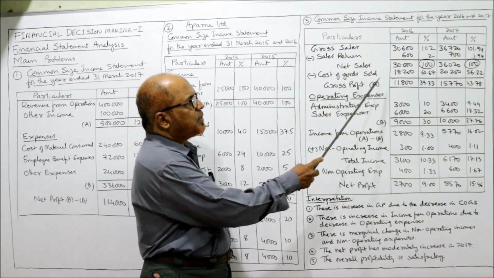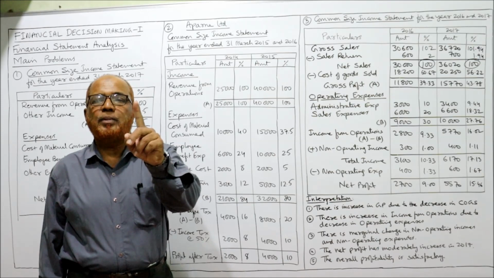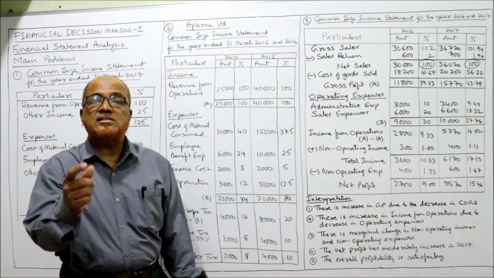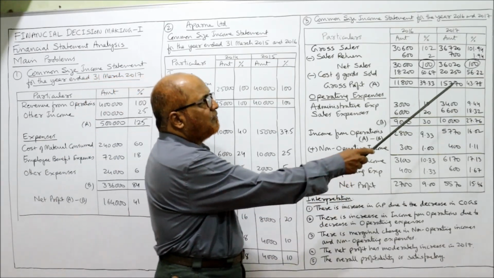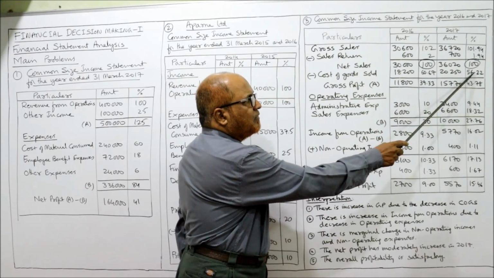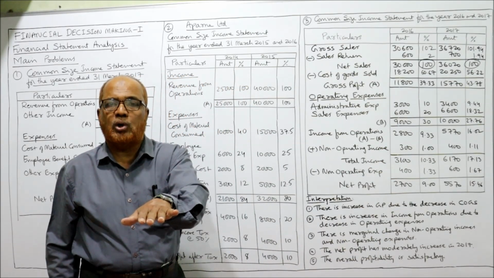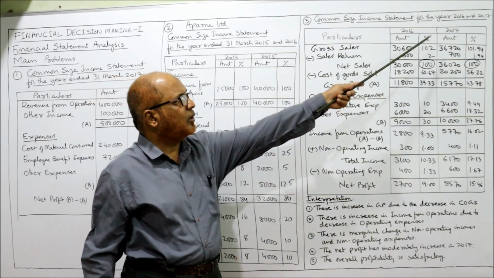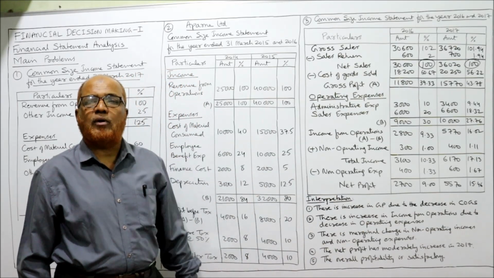Last year, the cost of goods sold was 60.67%. That means for every 100 rupees of sales, 60.67 is the cost of goods sold. Current year, for every 100 rupees of sales, 56.22. So due to decrease in cost of goods sold, the gross profit has increased during the current year 2017. That is the first conclusion.